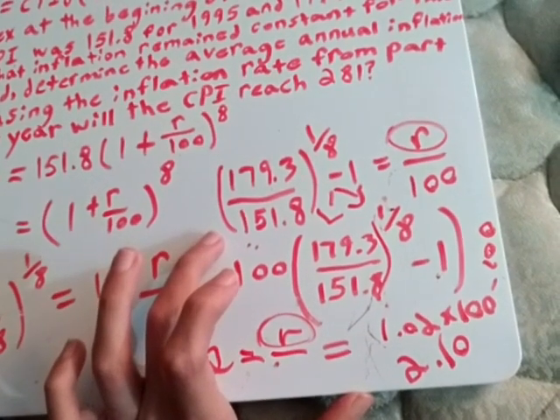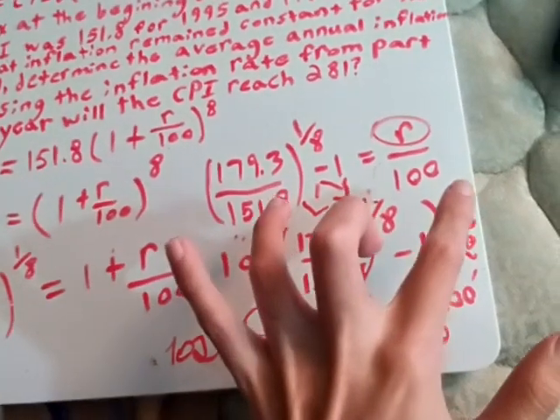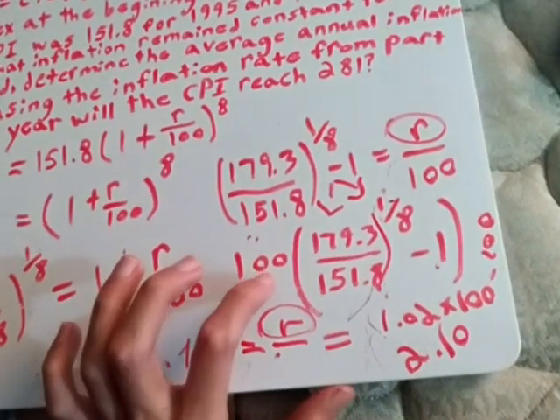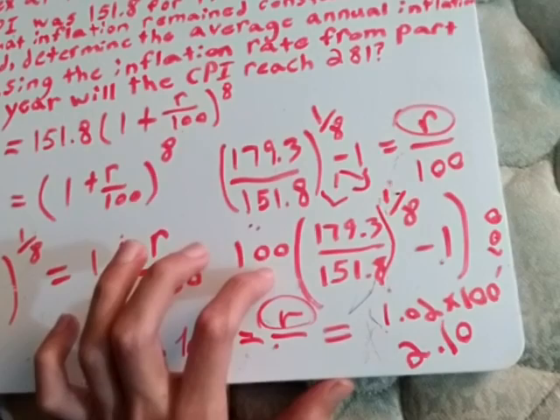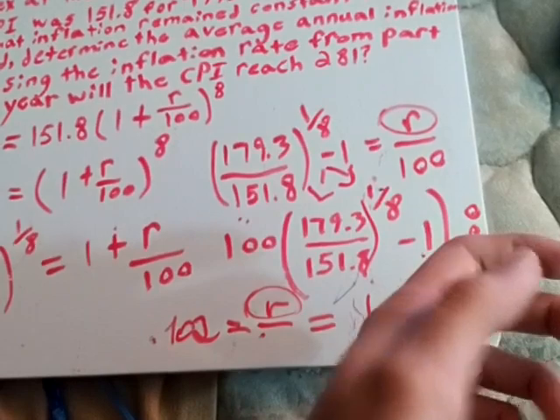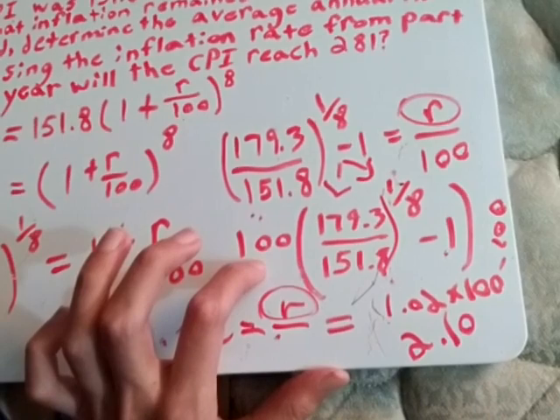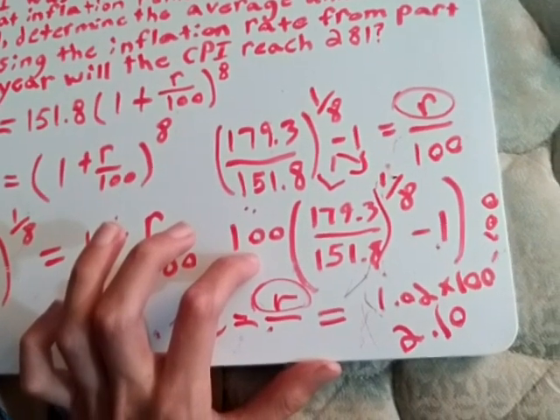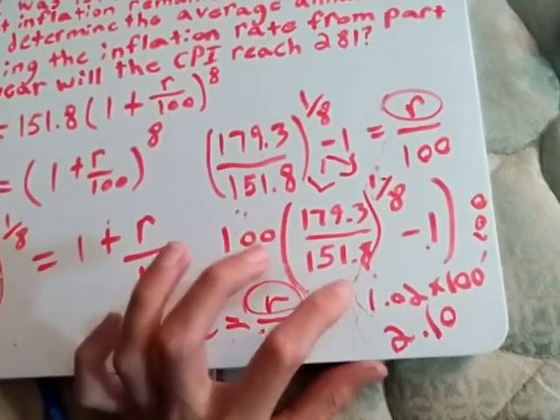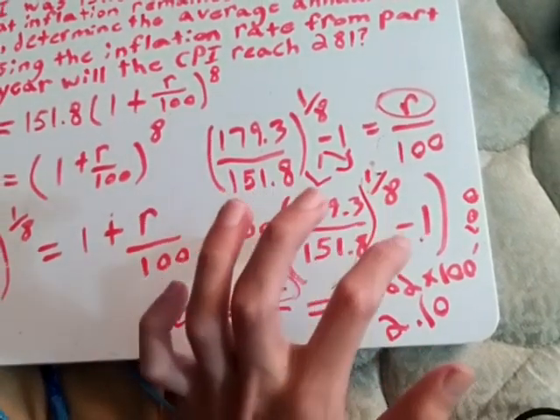And I'm going to have to multiply both sides by 100 to get R by itself, which is the inflation rate. If I multiply the right side by 100, it just cancels out and leaves R. So I multiply the left side by 100 to get the value of R, the inflation rate. So I have 100 times ((179.3 over 151.8) raised to the 1/8 power minus 1).